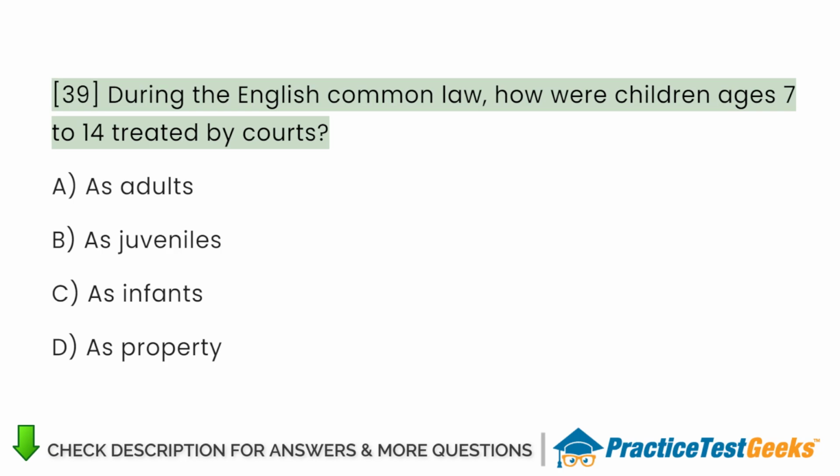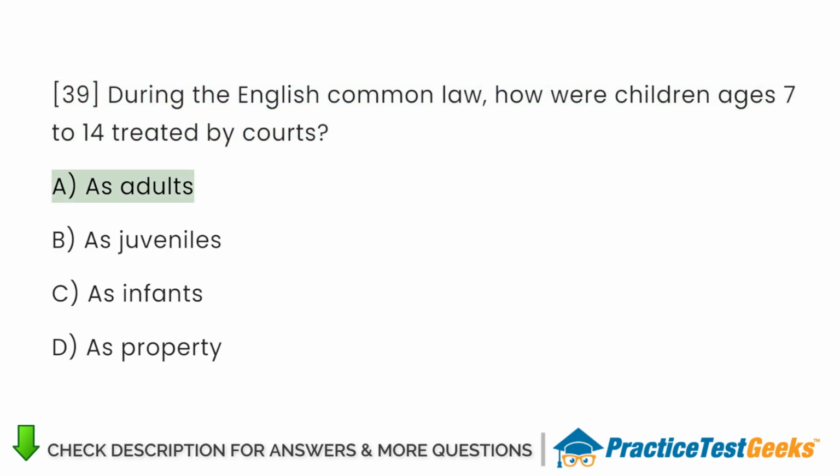During the English common law, how were children ages 7 to 14 treated by courts? A. As adults. B. As juveniles. C. As infants. D. As property.